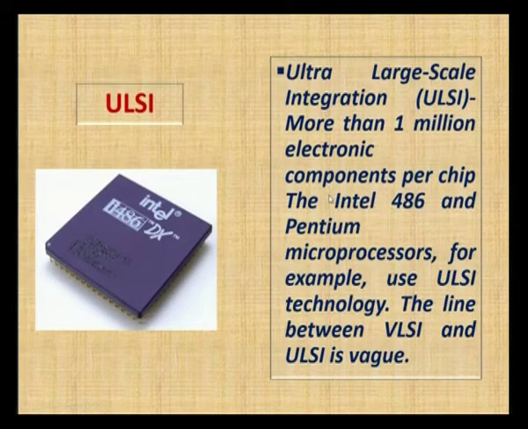Again, it has even more gates, and this is an ultra large scale integration chip example, the Intel 486 of the Pentium microprocessor. This shows that even a microprocessor can be designed with the help of ICs. Inside this there will be 1 million components, just imagine, 1 million in this small IC.